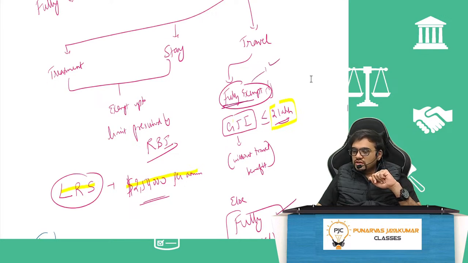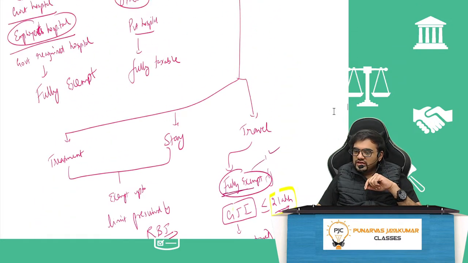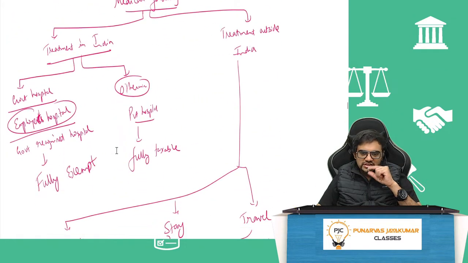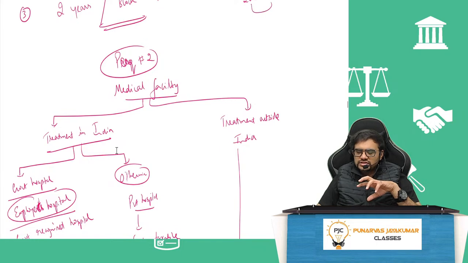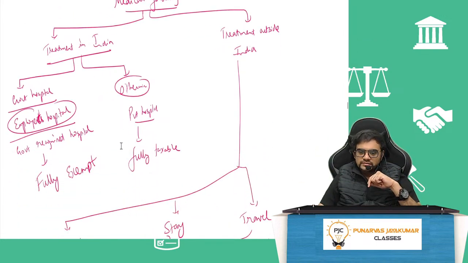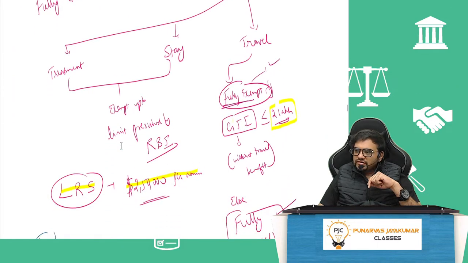If your gross total income is less than or equal to 2 lakh without adding this travel benefit. Else, for traveling, it will be fully taxable. No doubt about it, fully taxable. This is the medical facility. This is not reimbursement of medical expenses. It is medical facility given, where the employer will pay. So for treatment and stay, if the employer is paying, it's exempt. But for traveling, only if your income is less than or equal to 2 lakh. Nobody will have an income just less than or equal to 2 lakh, obviously. So generally, for travel, for all employees, it will be fully taxable.